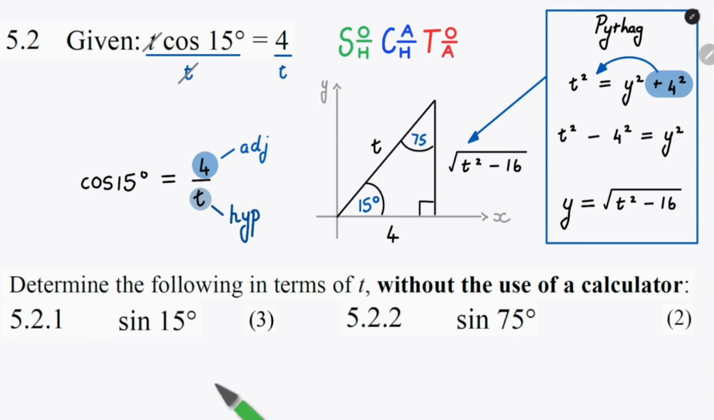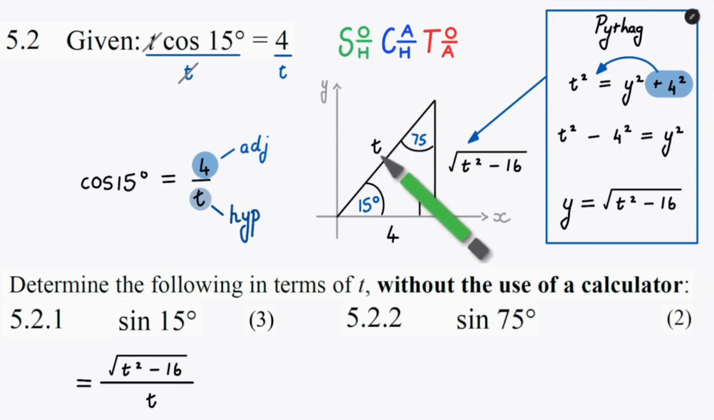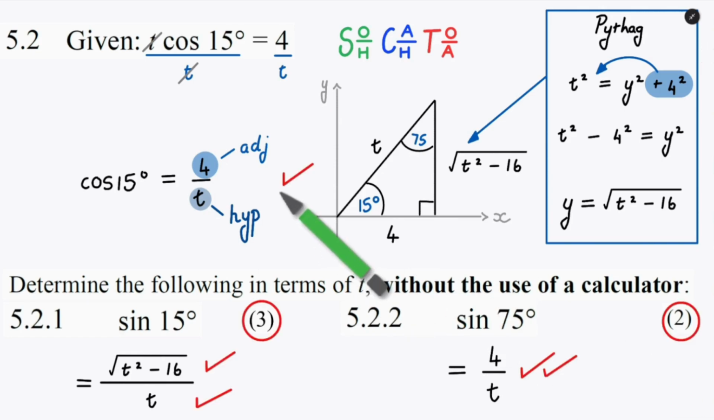Okay, we're going to do the same thing for sine of 75. So if we have a look at sine of 75, this is now our reference angle. So opposite over hypotenuse, opposite the 75 is 4, and the hypotenuse is t. So this will just evaluate to 4 over t. And then we've officially wrapped up this question. Quickly having a look at your marks. 1 mark for isolating cos of 15. 2 marks, 1 for that square root and 1 for t. And then 2 marks for the answer only in this question.